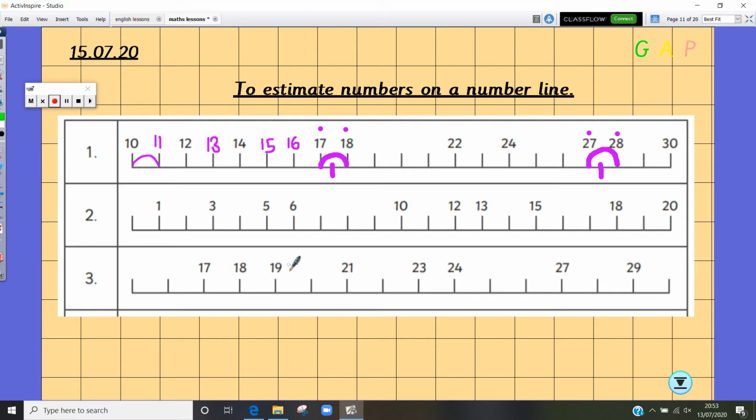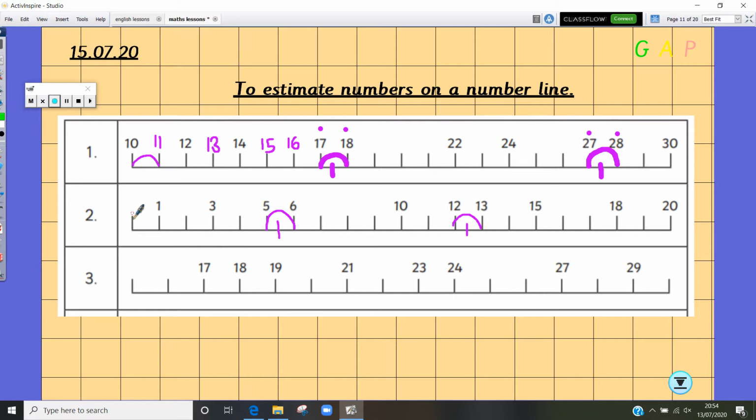Okay, so we need to do the same again here. So we need to look for two numbers that are adjacent to each other, or next to each other. So 5 and 6, and we know that that is a jump of 1. And I've got another one here, 12 and 13, and again, we know it's a jump of 1. So that means I can go back and work out the missing numbers in my number line.